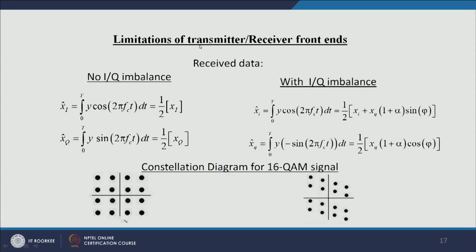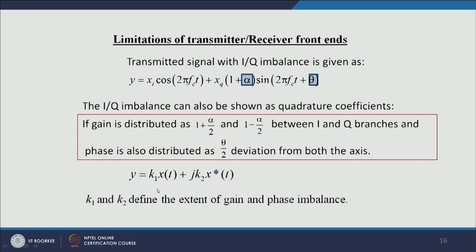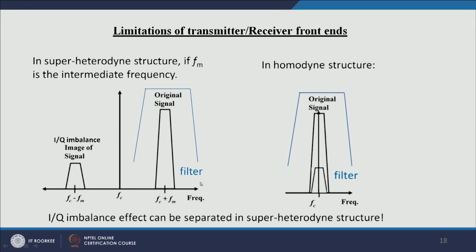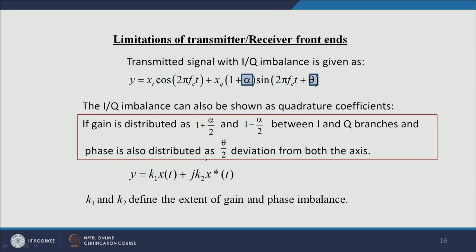As I have told you, our signal can be shown as x(t) and x conjugate(t), the combination of these two. In the frequency domain, it appears like this in the heterodyne structure. If Fm is our intermediate frequency in the heterodyne structure, then Fc plus Fm will have the original signal, but Fc minus Fm will have the IQ imbalance. This is happening because of this component, which has the negative frequency conjugate component there.